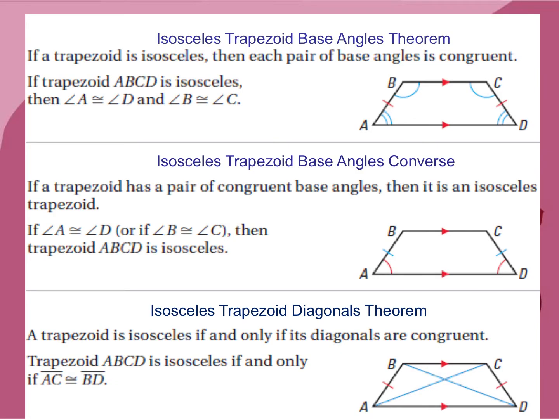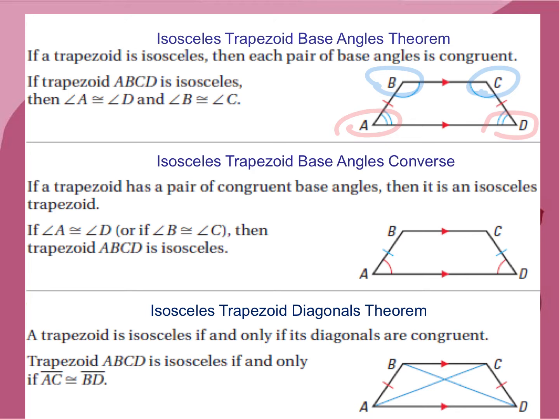Next, we're going to learn three theorems for the isosceles trapezoid. We have the isosceles trapezoid base angles theorem, which states that if a trapezoid is isosceles, then each pair of base angles is congruent. We saw the same thing with the isosceles triangle base angles theorem. So if you're given that it's an isosceles trapezoid, then we know that the base angles are congruent. And here, in this first picture, angle A is congruent to angle D. These are both base angles. And then angle B would be congruent to C.